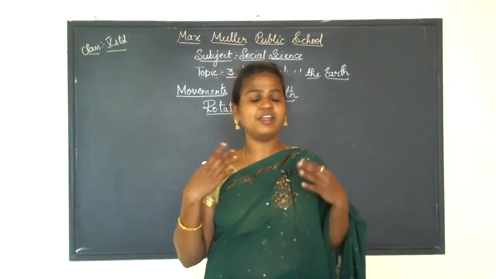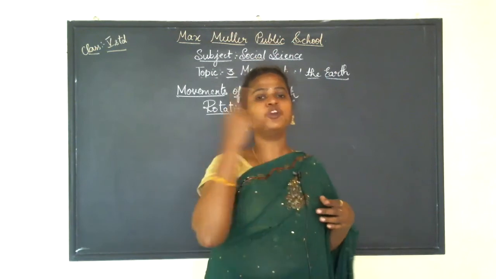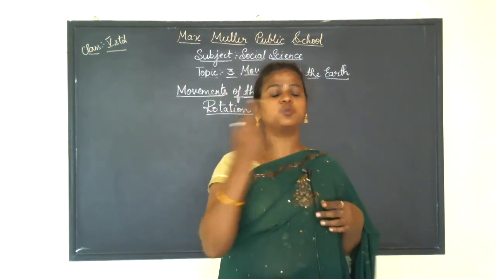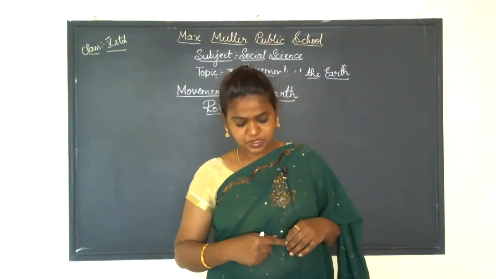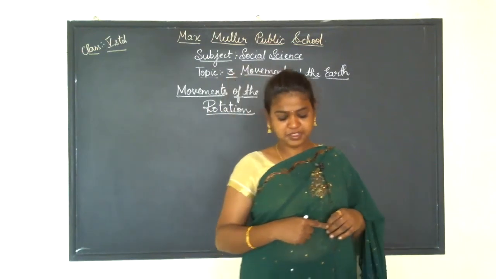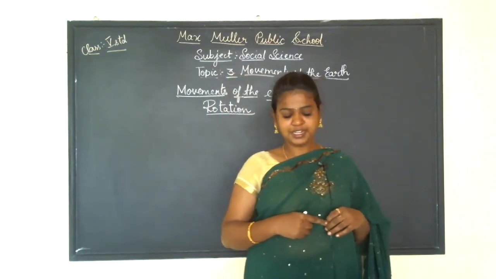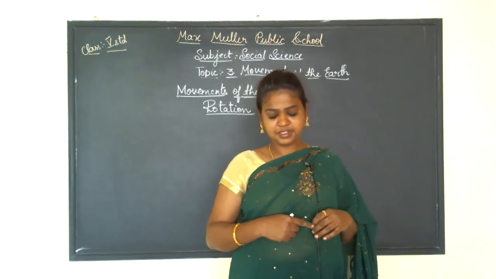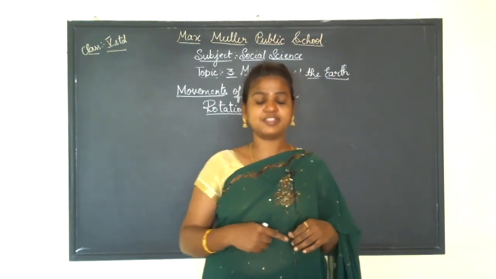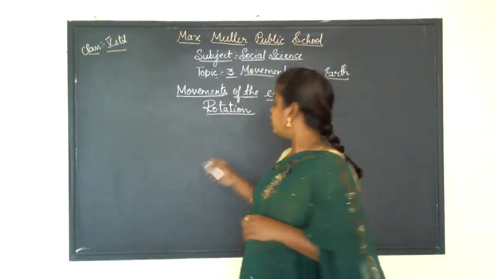It doesn't want any help. It just will be moving on its own orbit or on its own axis. So here the axis is an imaginary line which is slightly tilted. Hence the earth rotates in a slanting position. So what happens here?